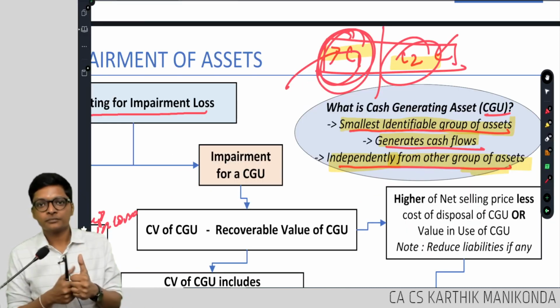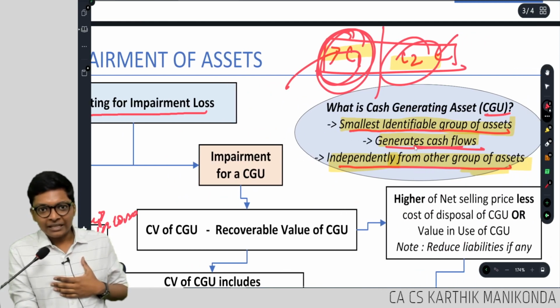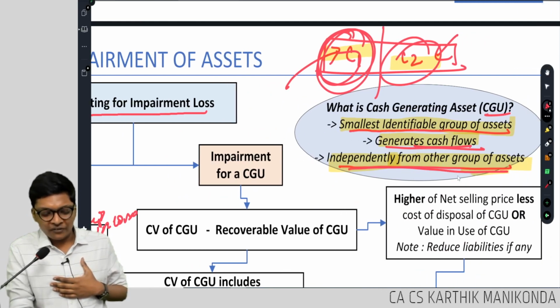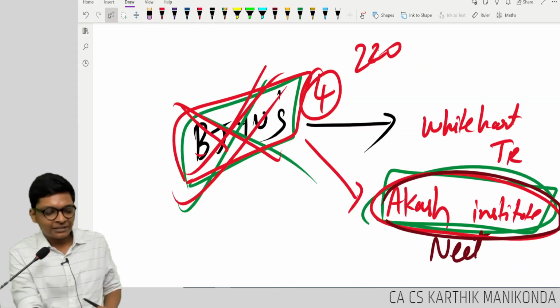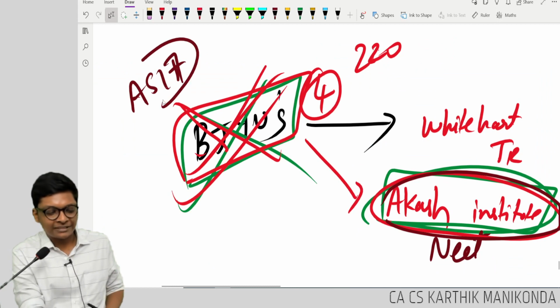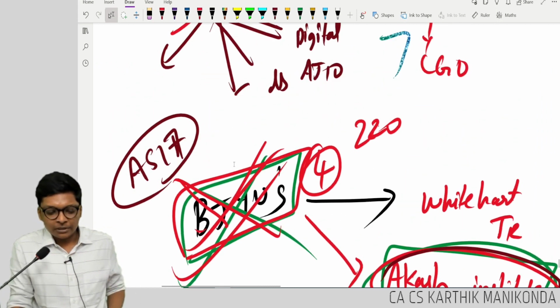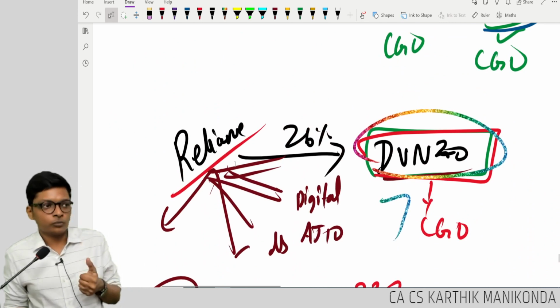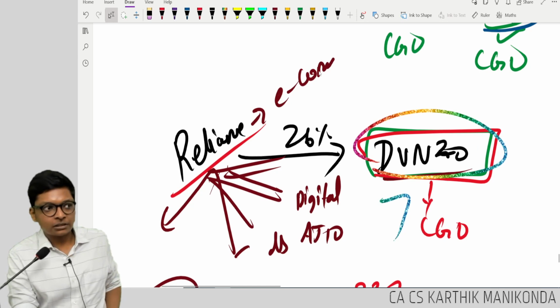Are you following? A CGU is the smallest identifiable group of assets that generates cash flow independently from other groups of assets, for which there is a separate active market. Now, don't get confused between this and AS17 operating segments or segment reporting. CGU is not a segment. Classic example: Dunzo is a CGU, but Reliance's segment will be the e-commerce business.